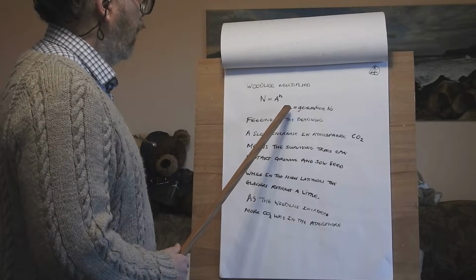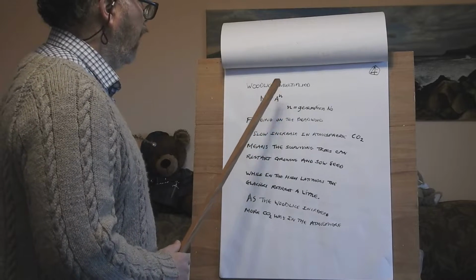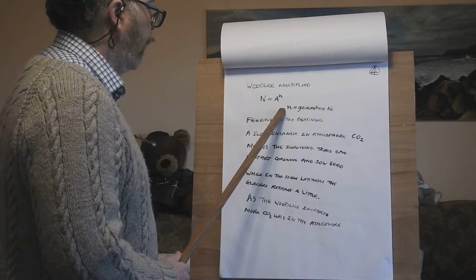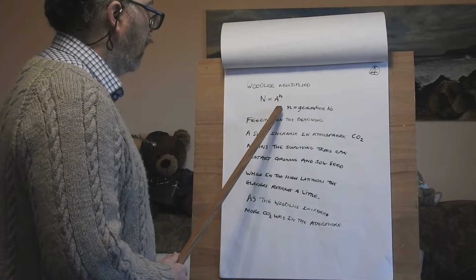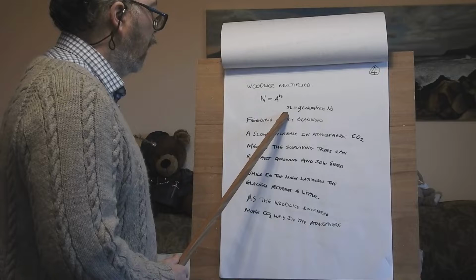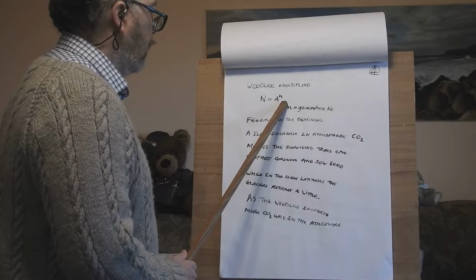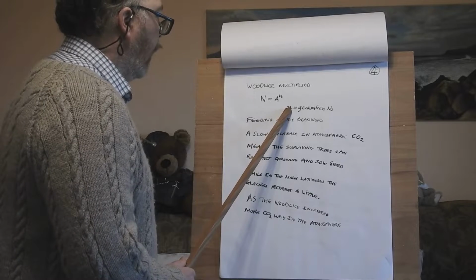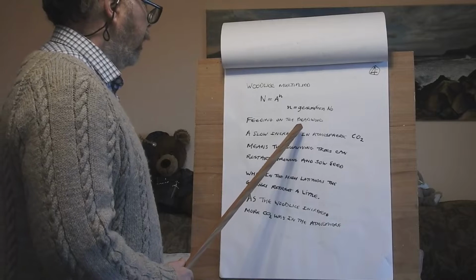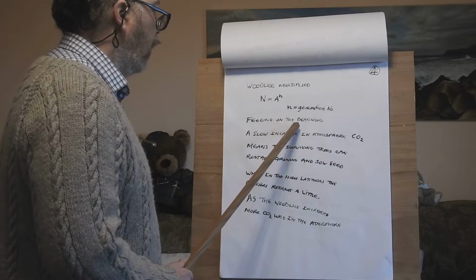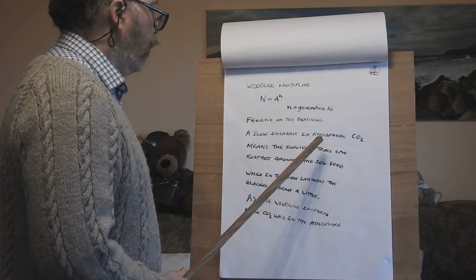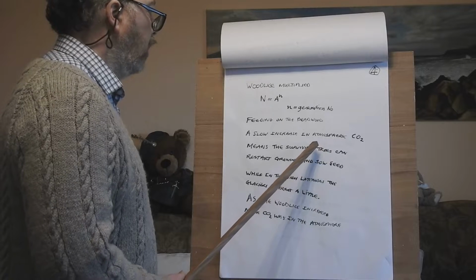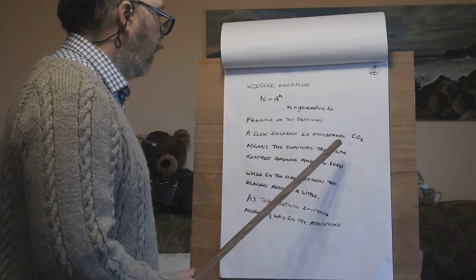Woodlice multiplied. Number of woodlice is equal to A to the n, where n is the generation number and A is the amount of woodlice. Anyway, it's an expansive equation. So the woodlice multiplied, feeding on the deadwood, with moisture and a slowly increasing atmospheric CO2.